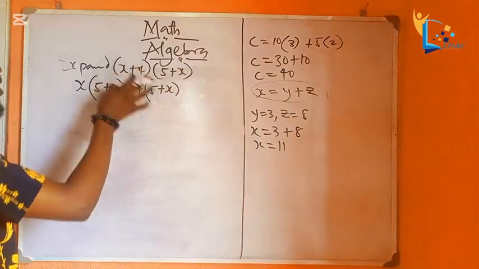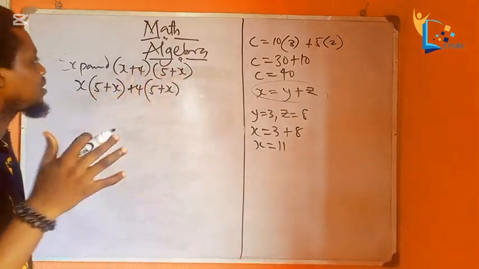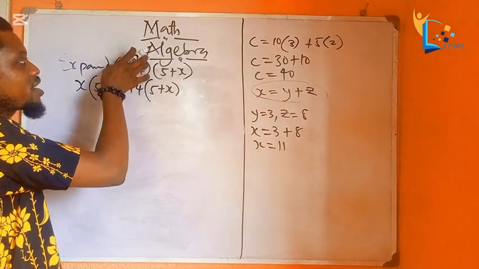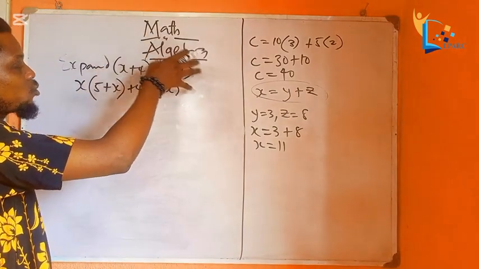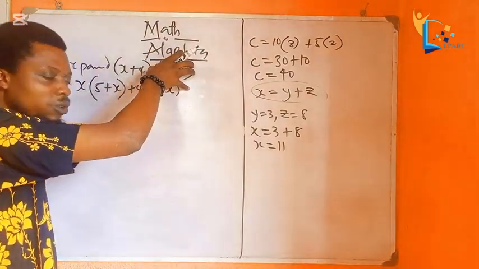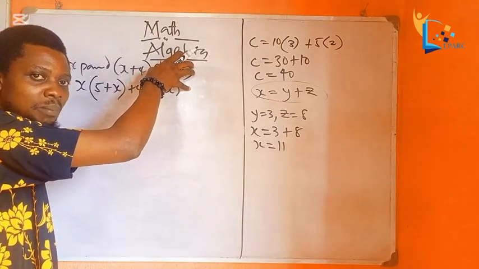Now you've used the first bracket to open up the second bracket. This expression simply means that what you have in this bracket should be multiplied with what you have in the other bracket. That is what it simply means.